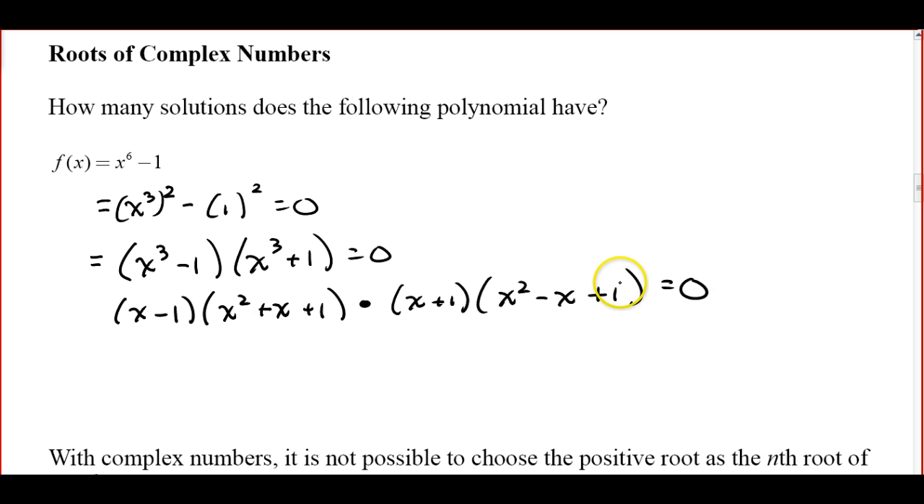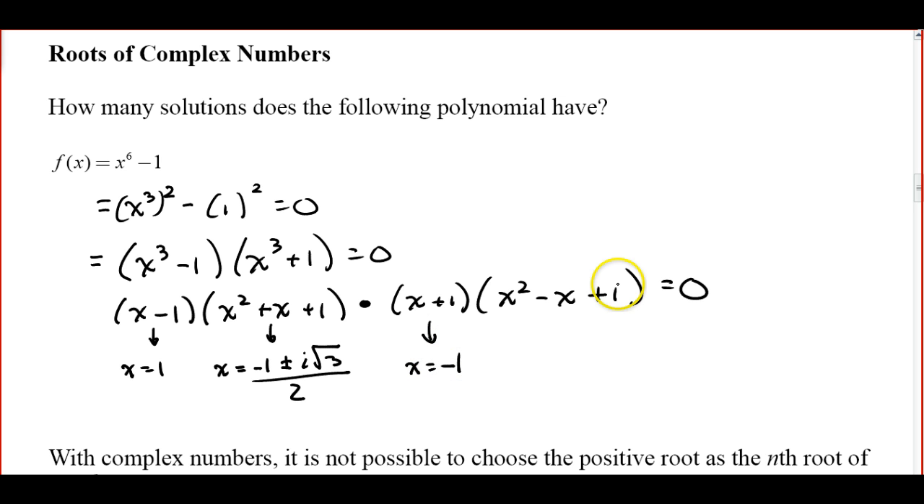So then we have these four quantities that we can solve. From this, we're going to get that x is equal to 1. From this, we're going to use the quadratic formula, and we get x is equal to -1 plus or minus, and I'm not going to show all the work here, but you could go ahead and do the quadratic formula. It's going to end up to be i times the square root of 3 over 2, so this gives us two solutions. And then from this one, we're going to get x is equal to -1.